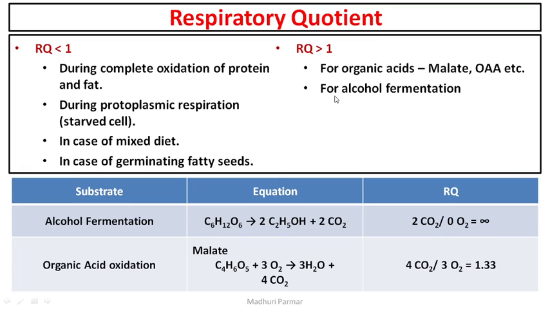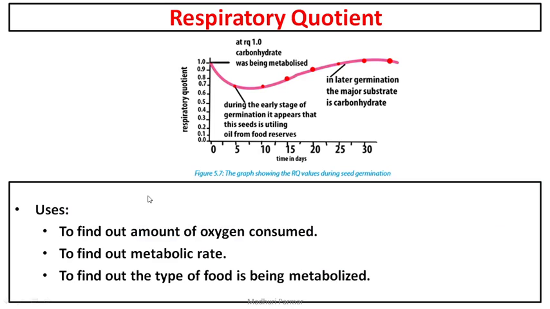For alcohol fermentation, the respiratory quotient is infinite. Why? Because here no oxygen is consumed. Remember, it is anaerobic type of respiration, right? Fermentation. So from glucose, you are getting 2 molecules of ethanol and 2 molecules of carbon dioxide. So 2 molecules of carbon dioxide divided by 0 oxygen gives you infinity. Right. So again, the use is to find out the amount of oxygen consumed, to find out the metabolic rate, and to find out the type of food which is being metabolized.